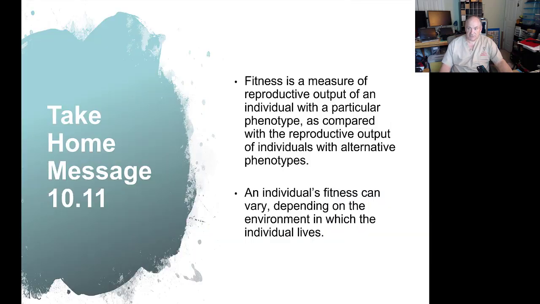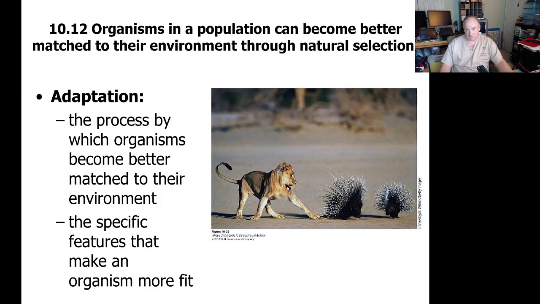So fitness is the measure of reproductive output of an individual with a particular phenotype as compared with the reproductive output of individuals with alternative phenotypes of that group in that environment. An individual's fitness can vary depending on the environment in which the individual lives. So that's the corollary to that: if you change the environment, then the parameters of the fitness, or in other words the rules, have changed, and the fitness will tell us at the end of the day which one's more fit. Organisms in a population can become better matched to their environments through natural selection.